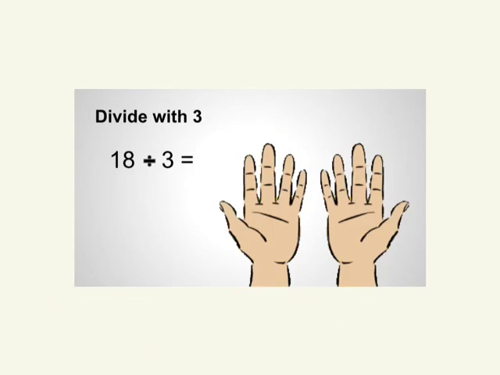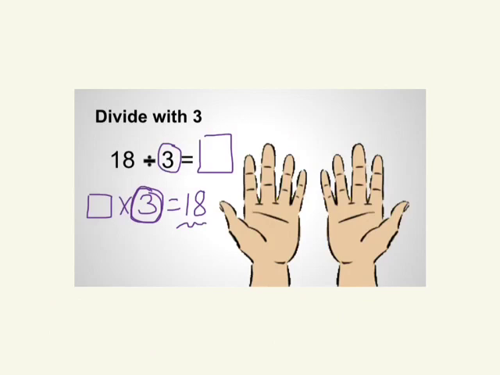What about divide with 3? Here's the equation, 18 divided by 3. Well, I know that I have groups of 3, but I don't know how many groups I have. It's as if I have this multiplication equation. And so I know that I am going to count by 3s until I get to 18. And I can use my fingers to do this if I know my 3 count bys.